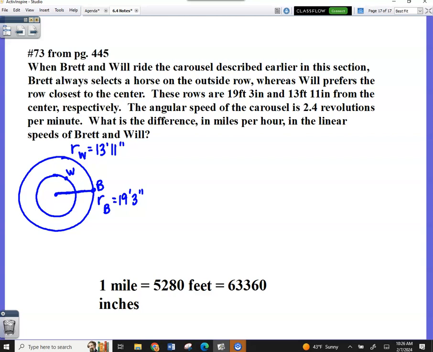You're going to basically calculate the linear speed for both people and then find the difference between them. Your answer is 0.92 miles per hour, which is telling you that depending on where you sit on a carousel, you are traveling at a different speed. So if you're looking for more speed, you would sit further away from the center, right? Because you've got to travel faster.